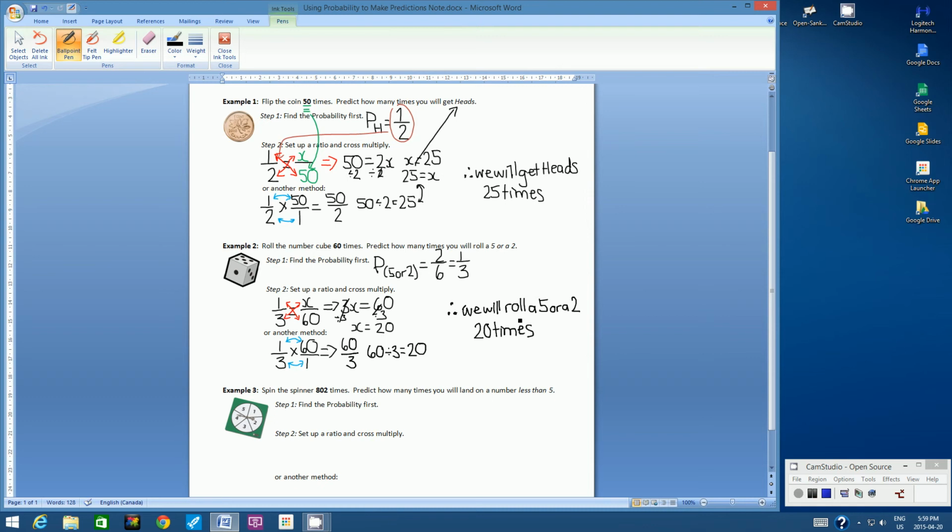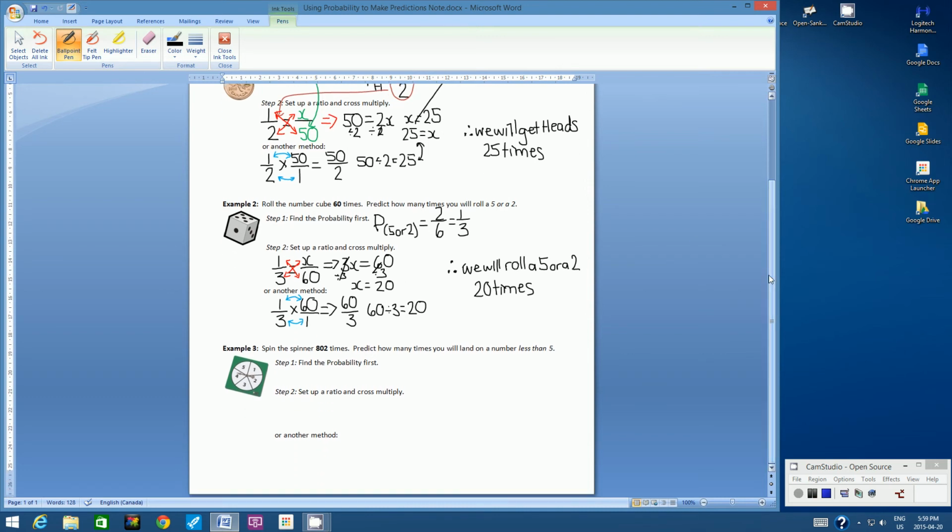Okay? All right. So what you have to understand is when we use math to make these predictions, it's not always going to be 20 times that we roll a 5 or a 2. But in terms of mathematical rules, it should be 20 times. But we can do that experiment and we could probably come up with 21 times, 30 times, 15 times, 19 times.